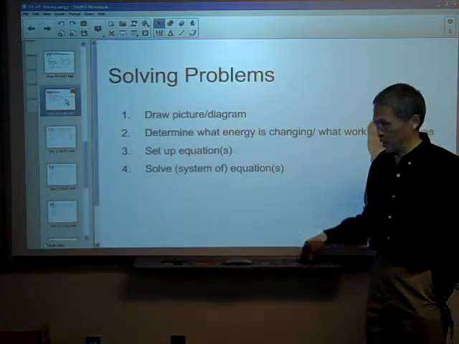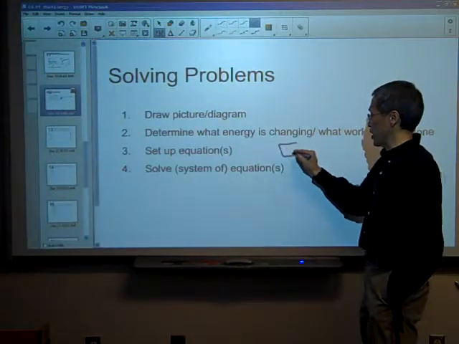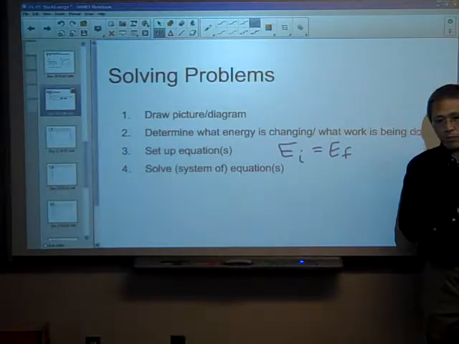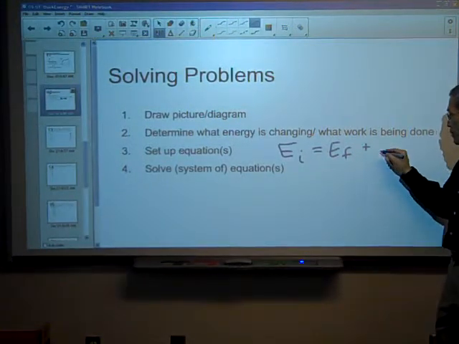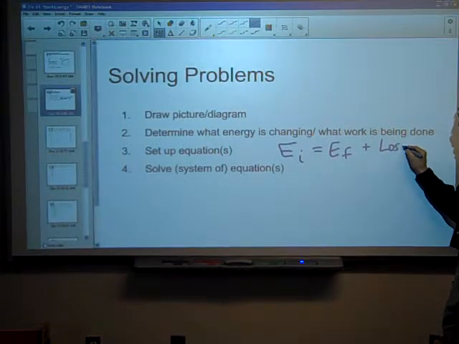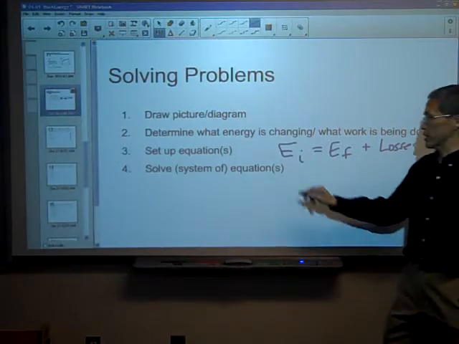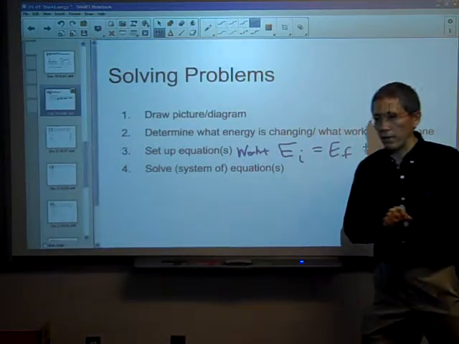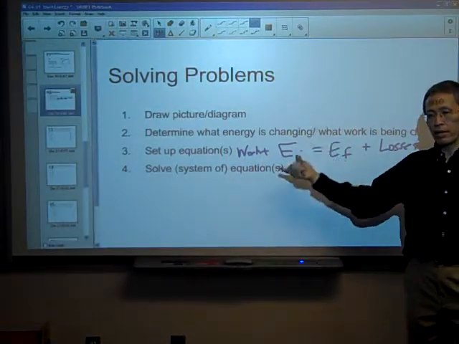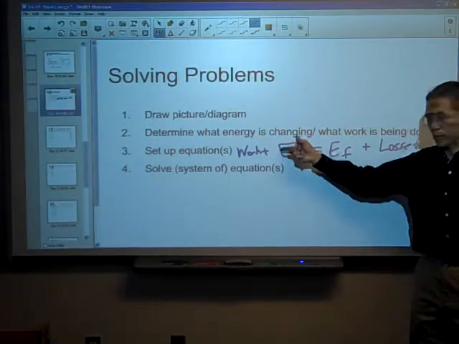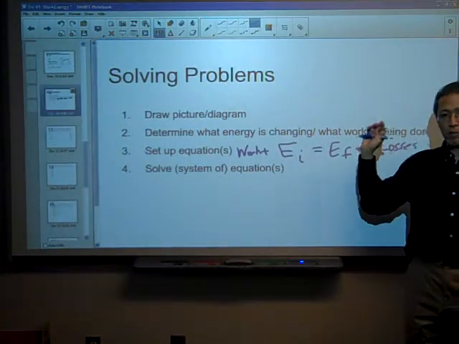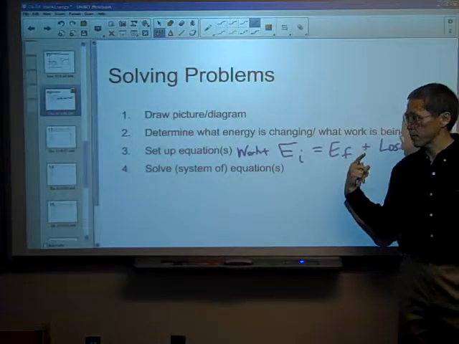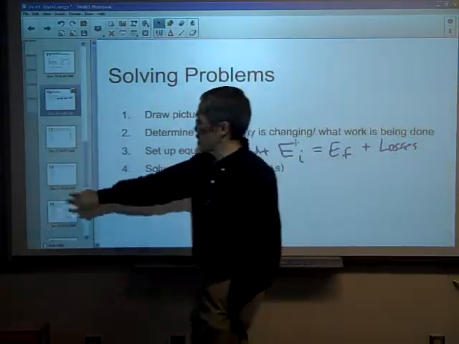Now, most of the time for energy stuff, you're going to start off with an equation that looks something like this. Energy initial is energy final. And every once in a while you'll have something like plus losses. And sometimes over here you'll have plus work that you're adding in. But remember that energy initial is energy final. That's our main equation. And then if we put more energy in, or we lose energy, that's kind of an addition to that.